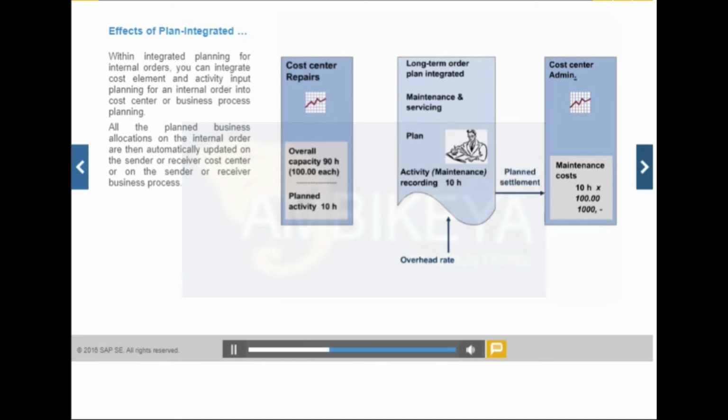When planning activity inputs for an integrated planning order, the planned activity is updated to the cost center providing the activity. Order costs are debited from the receiver during planned settlement of the order. Overhead calculations debit the internal order and credit a cost center. When using assessment and distribution, the planned costs of a sender cost center are allocated based on predefined assessment and distribution keys. Periodic reposting to cost centers is supported.